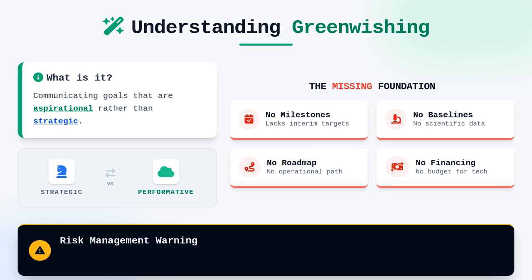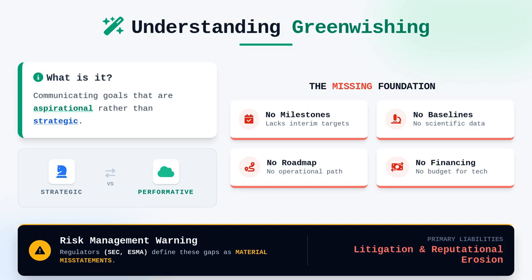From a risk management perspective, these unsubstantiated claims constitute a significant liability, as they expose the institution to future litigation when the inevitable gap between rhetoric and reality appears. Regulators such as the SEC and the European Securities and Markets Authority are increasingly viewing these gaps as material misstatements. Discerning between a legitimate, evidence-based transition plan and a purely performative one is essential for any sustainability professional aiming to prevent catastrophic reputational erosion.